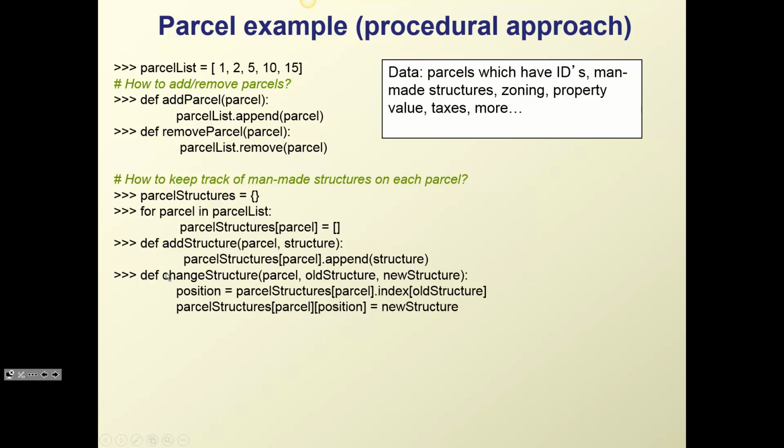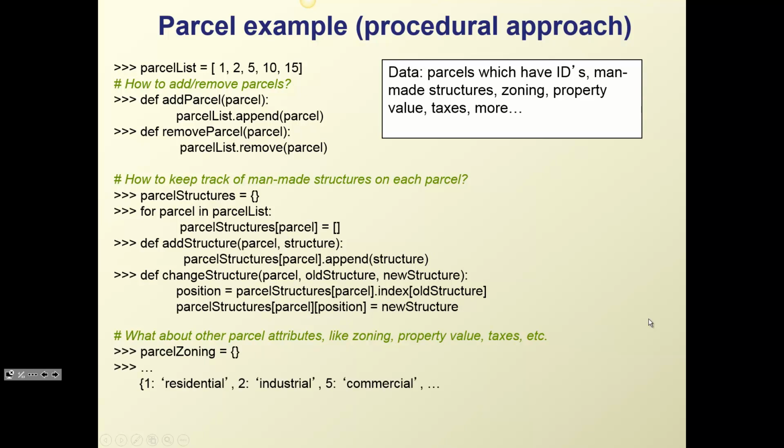If you had a situation where you needed to replace a structure, a building was taken down and a new building was put up, or there was something wrong in your database, you would need to define a function that would do a change for you within your data. So you could index in there and put a replacement in there for it. That handles man-made structures. What about other attributes like zoning and property values? So then you might need another dictionary or two for that. Then you might need another set of functions that'll handle adding or removing or changing the zoning regulations, tax values. So you would need something to handle every additional attribute that you have.